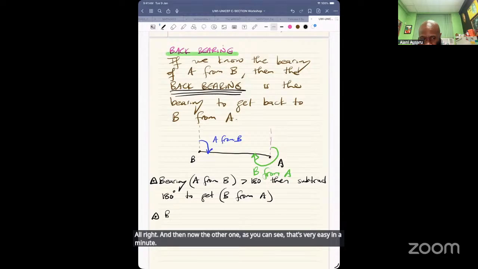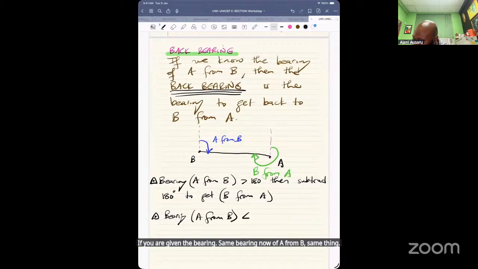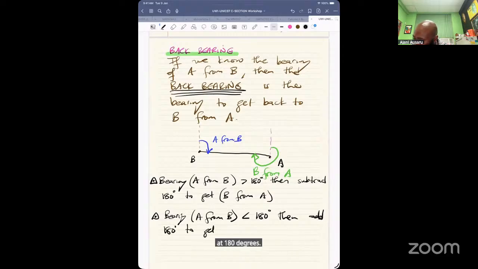If you are given the same bearing of A from B, but this time it is less than 180 degrees, then all you do is add the 180. You add 180 degrees to get the back bearing, which is B from A. So, very simple.